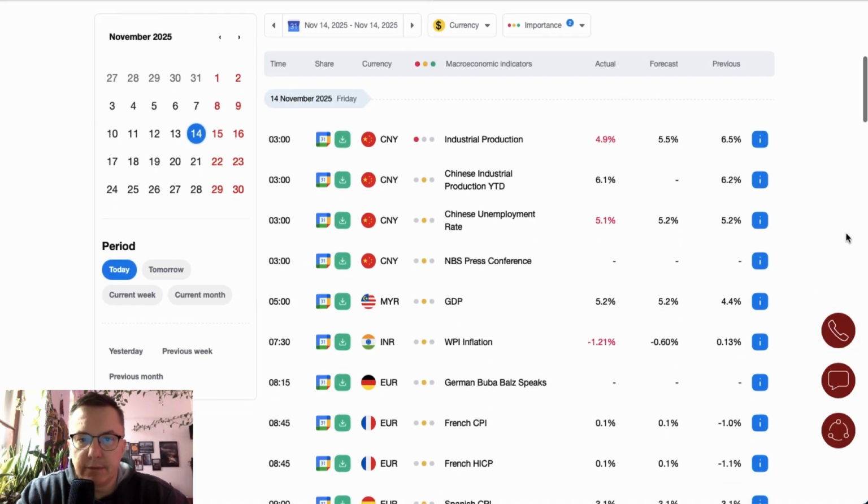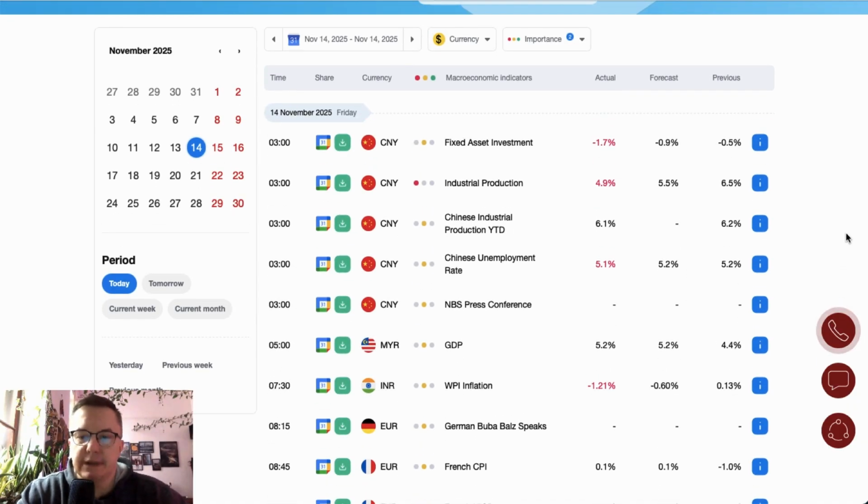Overnight data were mostly from China in the form of industrial production, which is down from 6.5 to 4.9%, the unemployment rate, which is down from 5.2 to 5.1%, and fixed asset investment, which is down from minus 0.5 to minus 1.7.